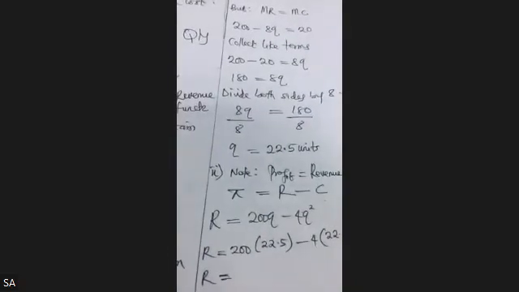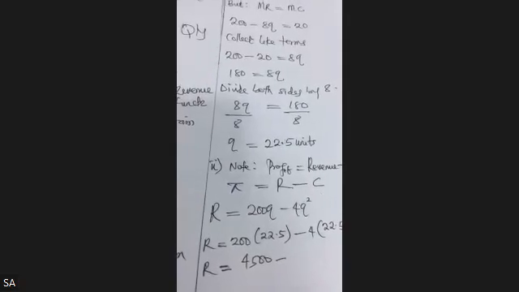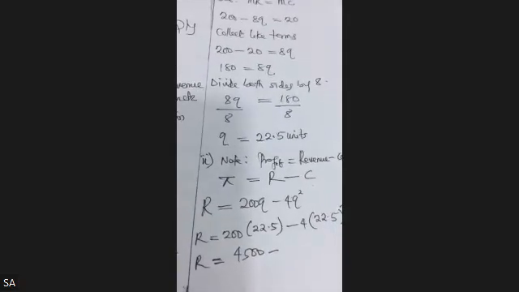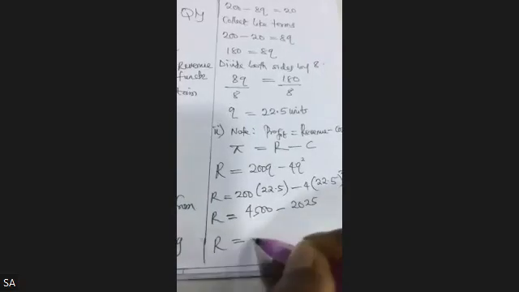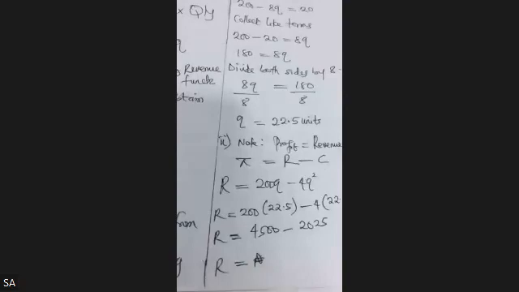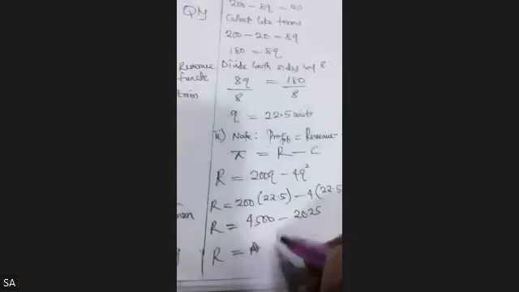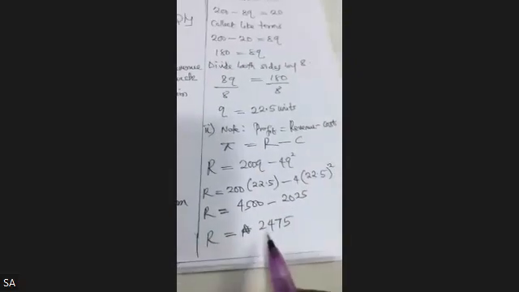So this is 200 times 22.5. What do you have, please? 4500. So this is 4500 minus 22.5 squared times 4. What is it, class? This is 2025. Am I correct? Revenue is in Naira. So 4500 minus 2025. What do you have, class? That should be 2475. I hope I'm correct. So class, this is revenue.